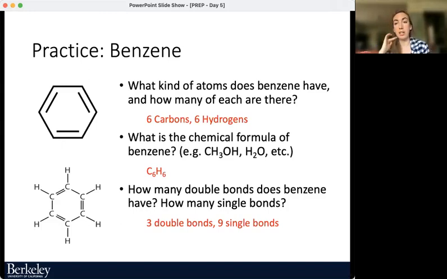So the carbon has 4. It's a little hard to, okay, I'll try it this way. So my carbon has 4 valence electrons, right? And so it can sit next to another carbon atom and share that 1 valence electron and go like this.